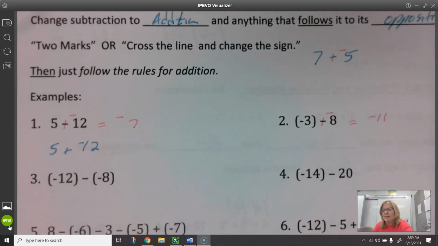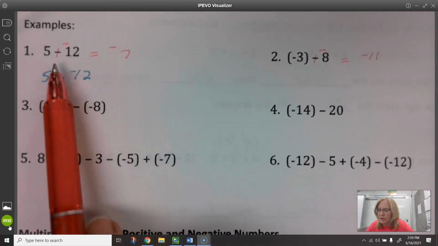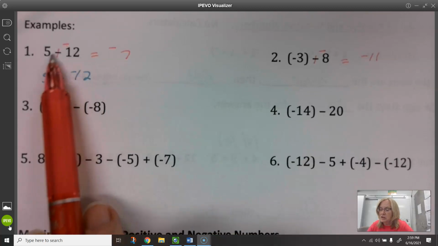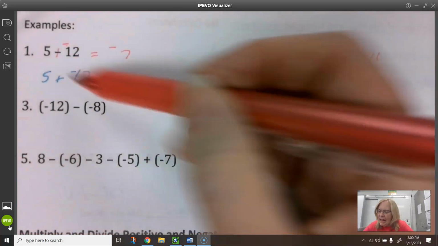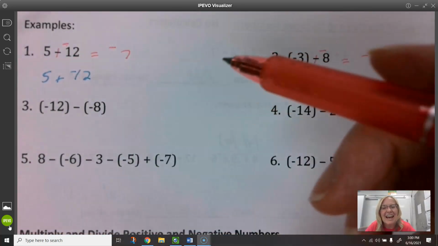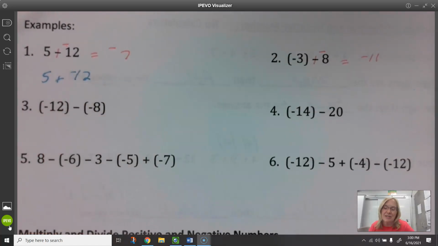Now, some people don't like this, and as math teachers, we sometimes disagree as to how this should be taught. I worked with a lady who was a really good math teacher. She did not teach her students to cross a line and change a sign. So I'll leave that up to you. I do this because I stink at negatives. I do all these things wrong. So by doing this, I make less mistakes. Not perfect, but I make less mistakes.